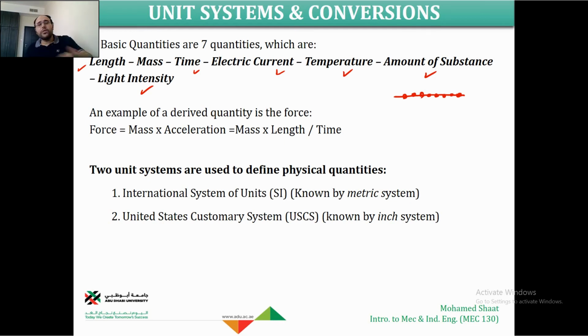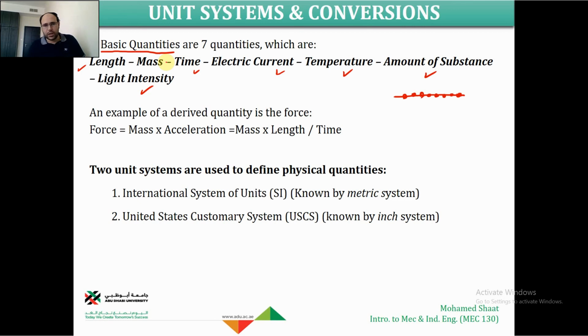Make sense? So all of these are physical quantities, and there are more physical quantities that describe many physical phenomena that we experience in our life. But these 7 physical quantities are known as the basic quantities or base quantities.